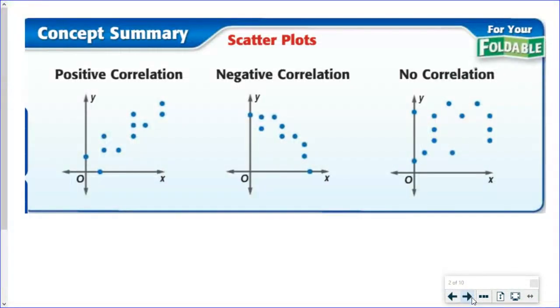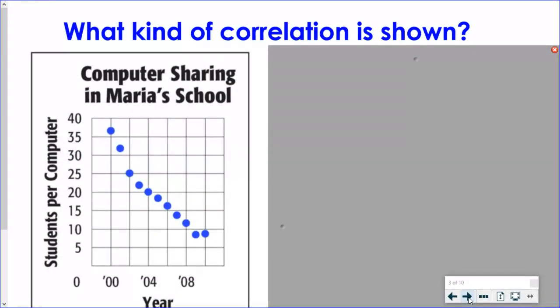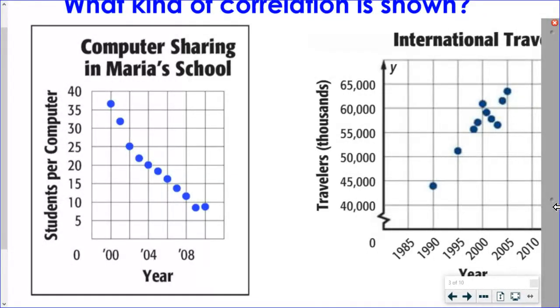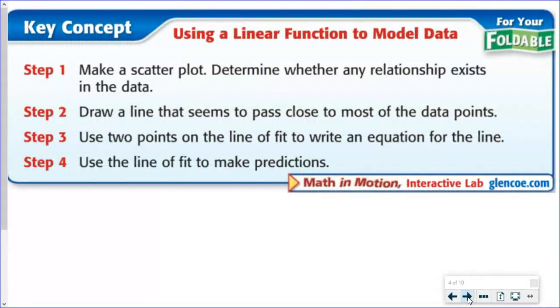And just a reminder, positive correlation is like if I were to draw a line of best fit, it's going upward. Negative would represent a negative slope, and no correlation is all over. Again, what kind of correlation is this? Quite obviously, you can see it's negative. And here it's going upwards, so it is a positive correlation.